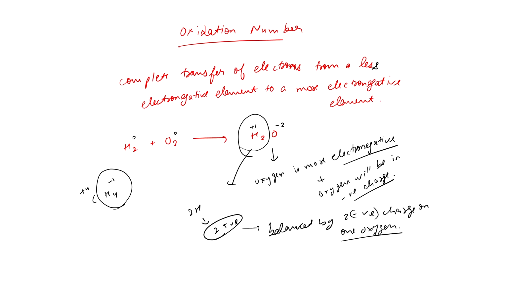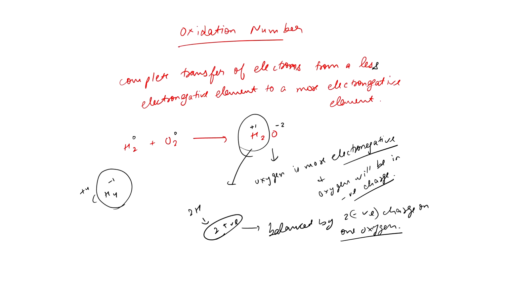Now, the thing is, how do we calculate the oxidation number? This seems a bit problematic here, that hydrogen can be +1 or -1. So, let us discuss how to calculate the oxidation number. There are certain rules for us to determine the oxidation state of an element.